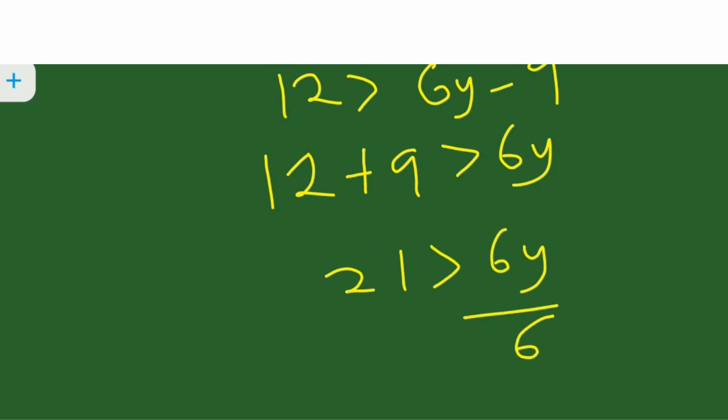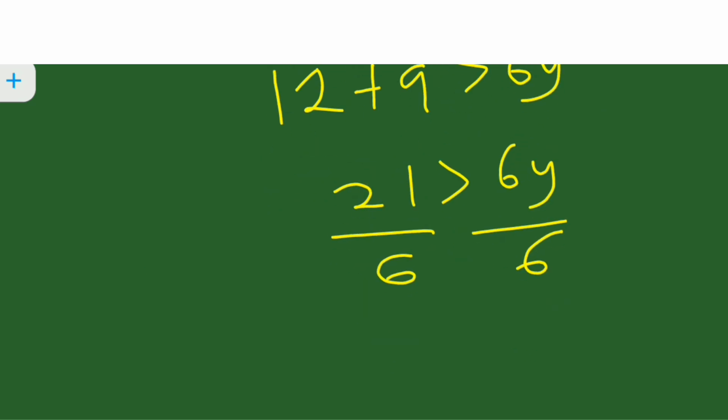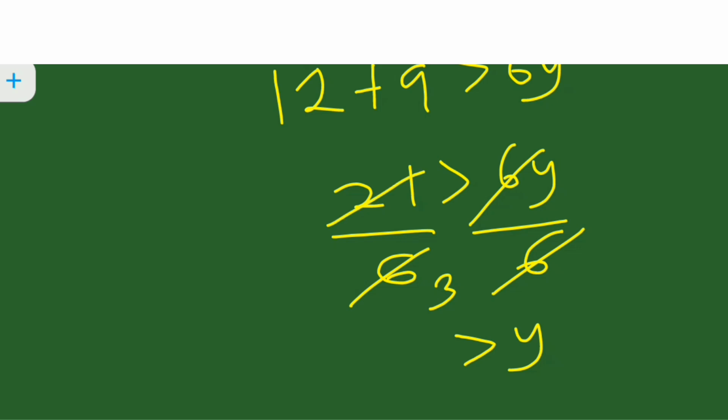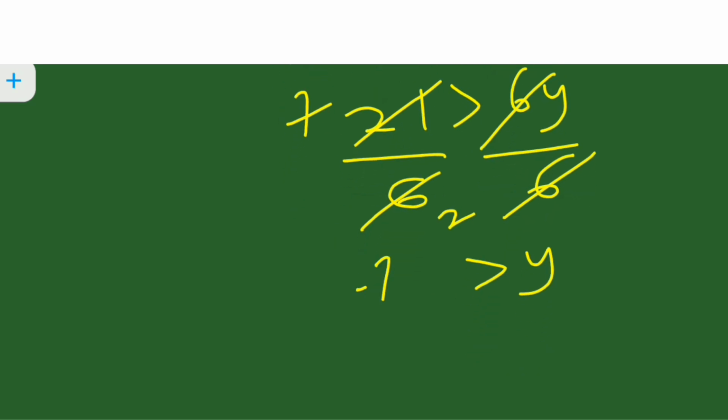Divide both sides by 6. So this part will cancel. 21 divided by 6 will give you 3 here. 3 in 6 is 2. 3 in 21, that will give you 7. So you have 7 over 2.